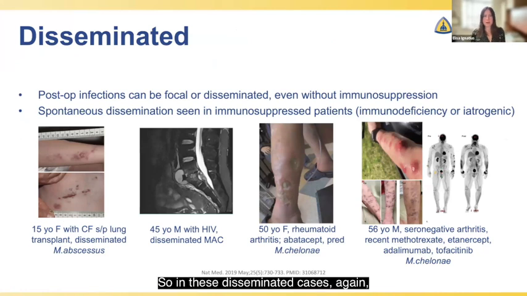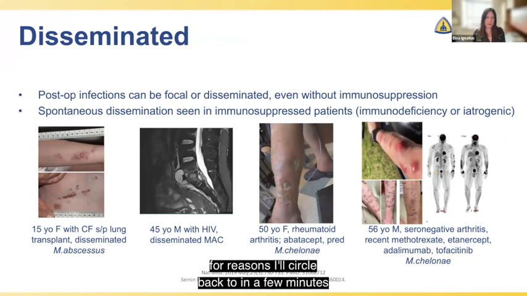So in these disseminated cases, again, a wide spectrum of disease, and I've just highlighted 4 illustrative examples here. On the bottom left is a young girl, now a very well-known case for reasons I'll circle back to in a few minutes, who had cystic fibrosis and underwent a lung transplant, and unfortunately post-transplant developed a disseminated Mycobacterium abscessus infection. It was at the surgical site, but also other sites within the body.